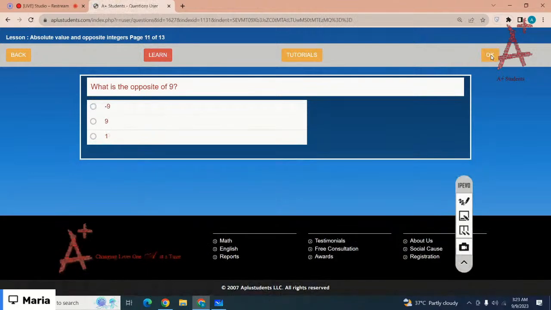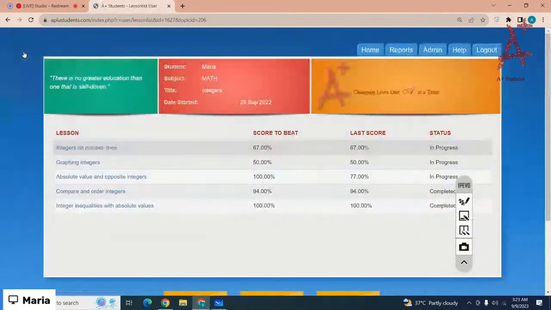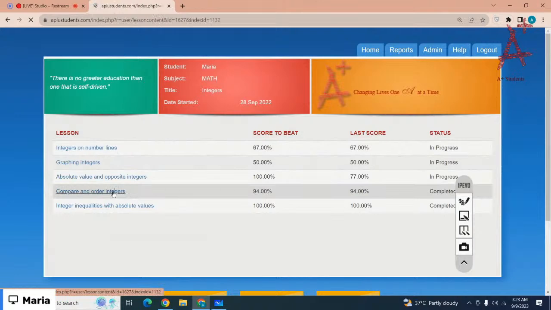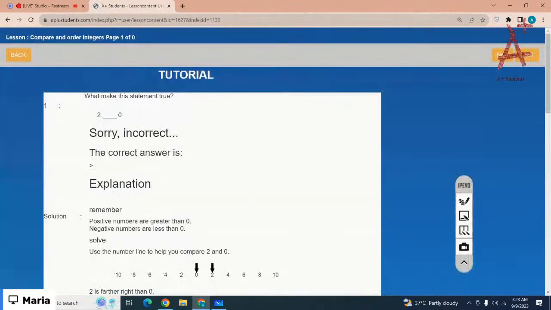Okay, you can complete the lesson by yourself later today. Let me just move on. The next lesson is compare and order integers. So now we're going to learn how do we compare the integers.